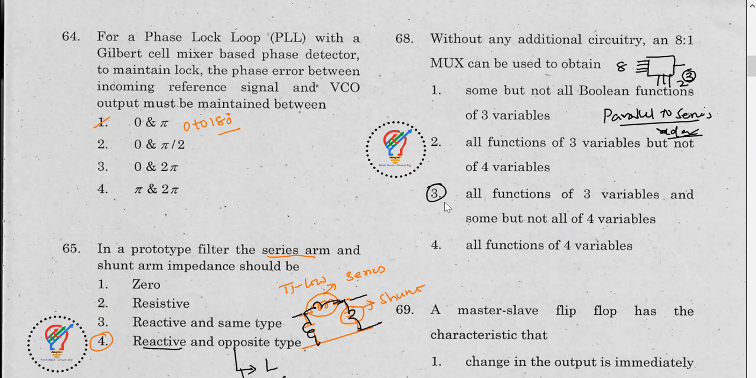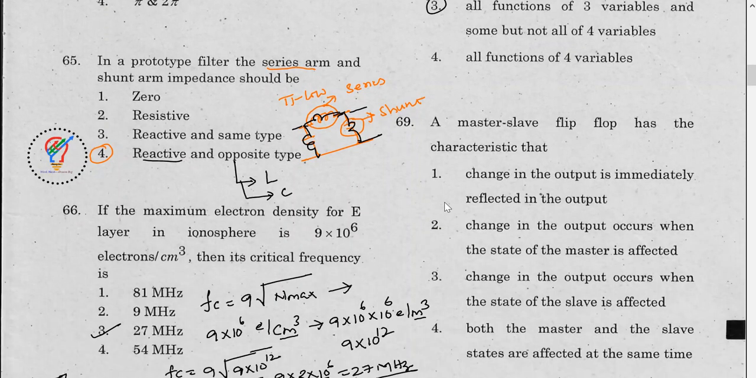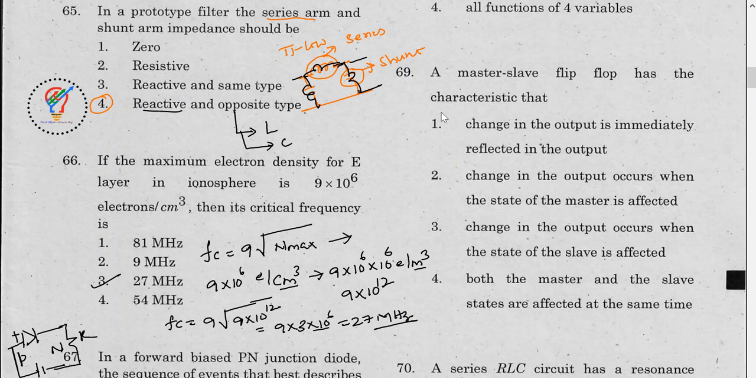Next one, the master slave flip-flop has a characteristic that the changes in the output are immediately reflected in the output, or changes in the output occur when the state of the master is affected, or when the state of the slave is affected, or both the master and slave states are affected at the same time. So the master slave flip-flop has a characteristic that changes in the output occur when the state of the slave is affected. So the answer will be 3 here. Next one.